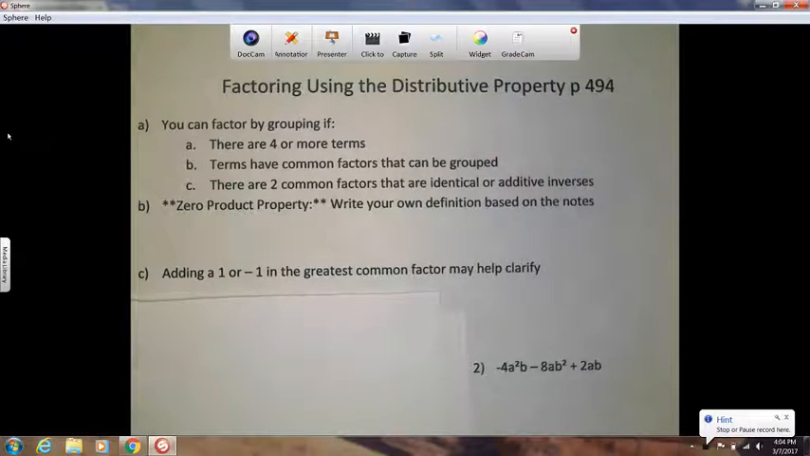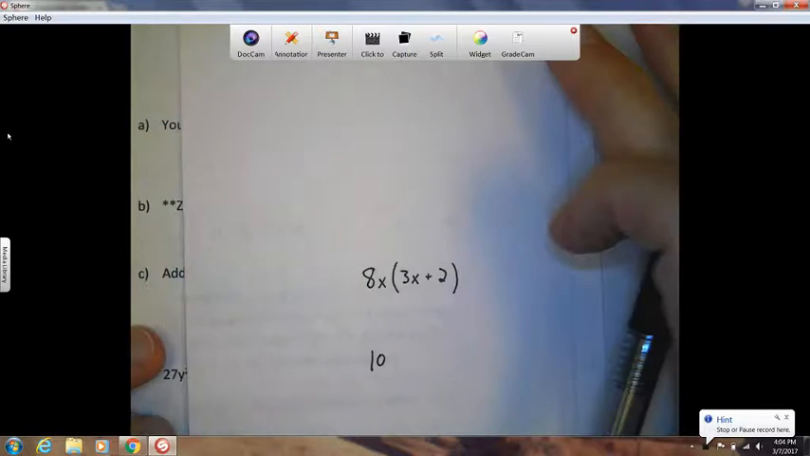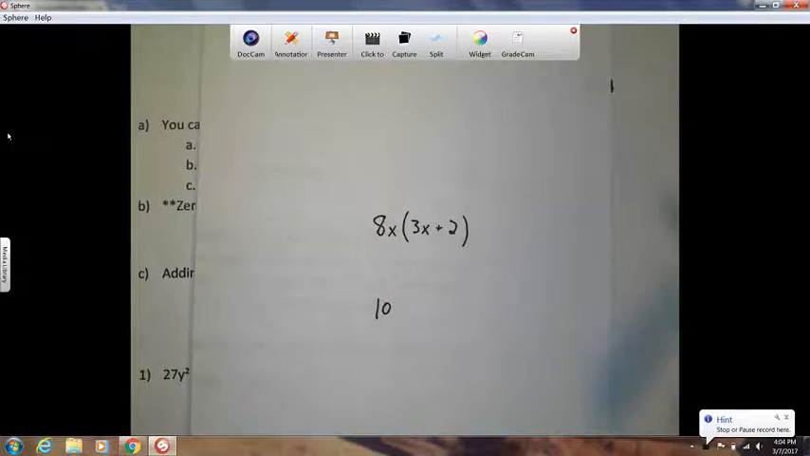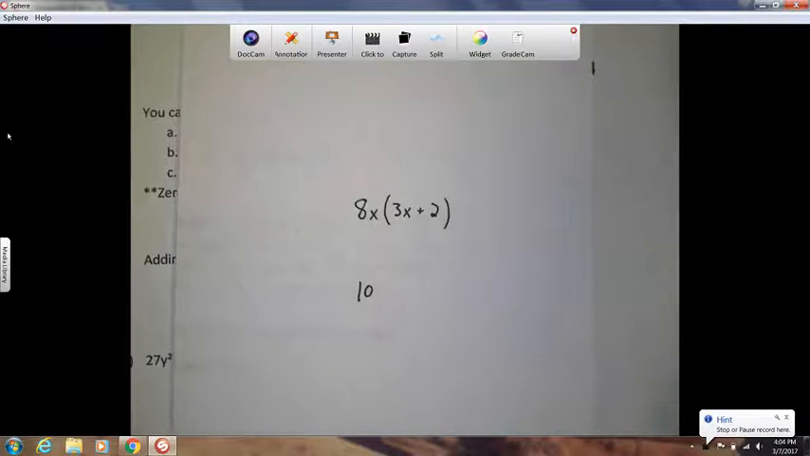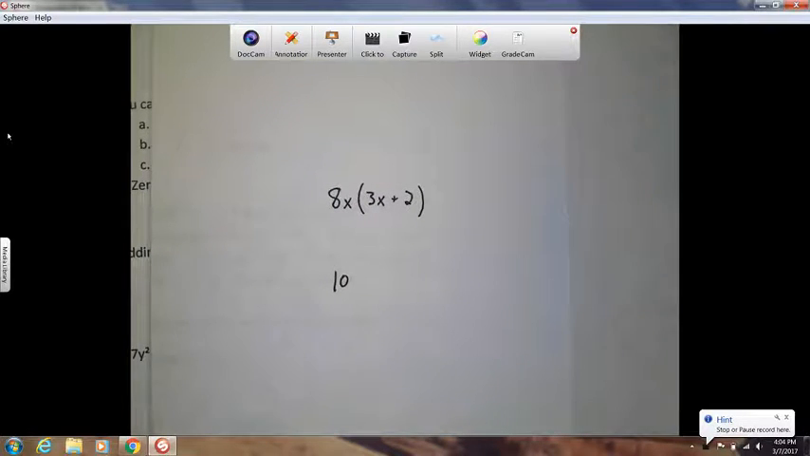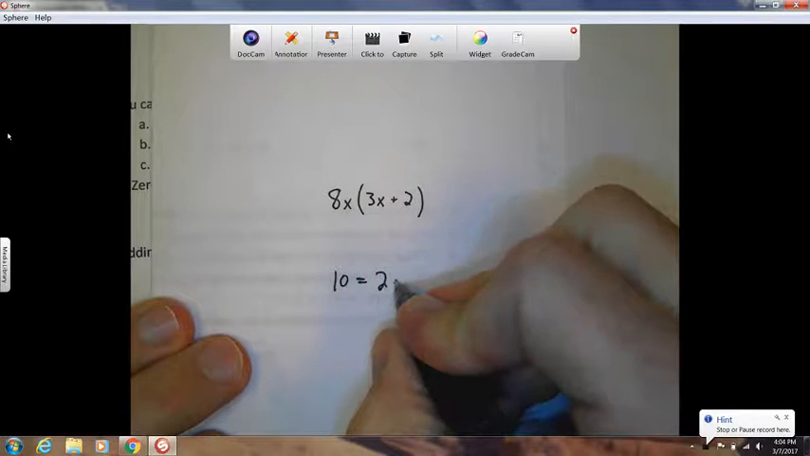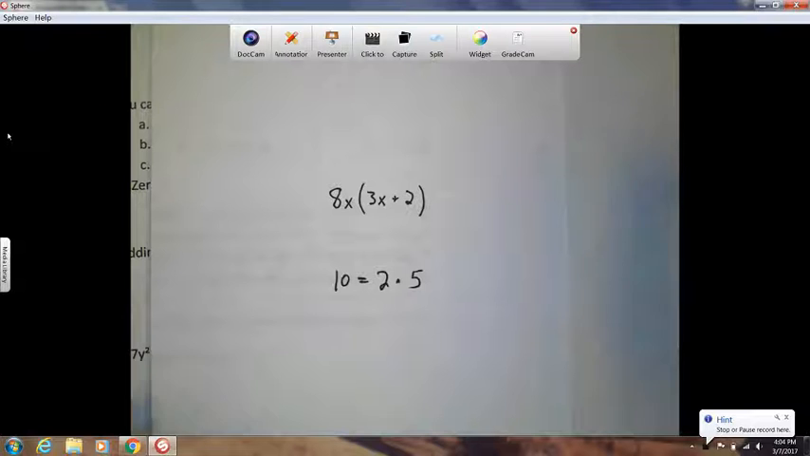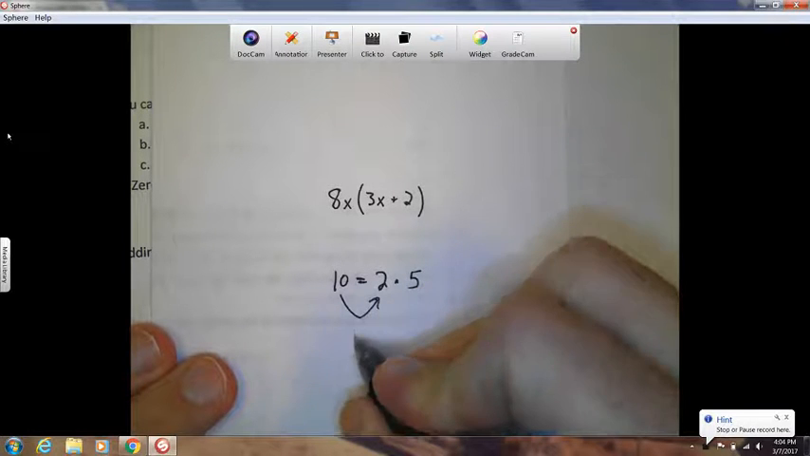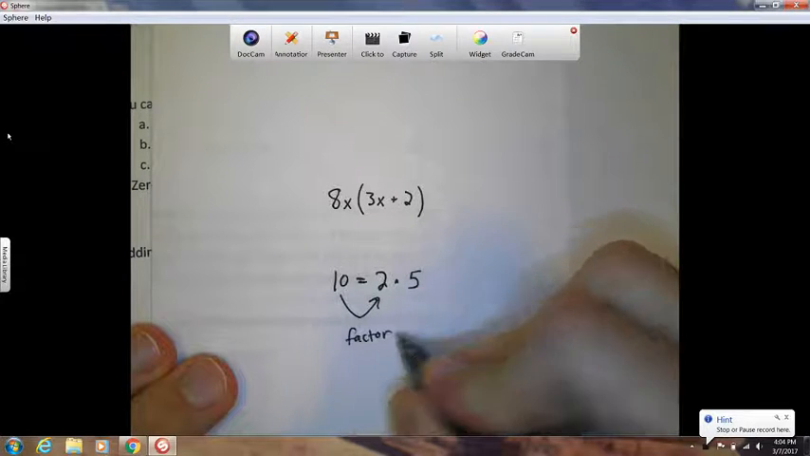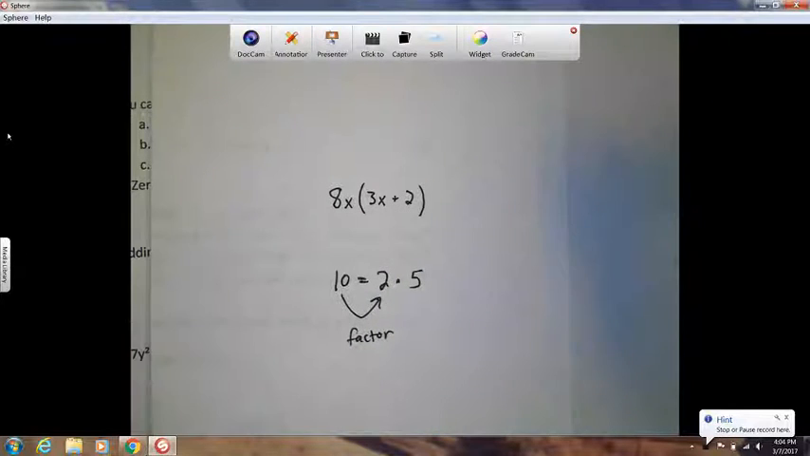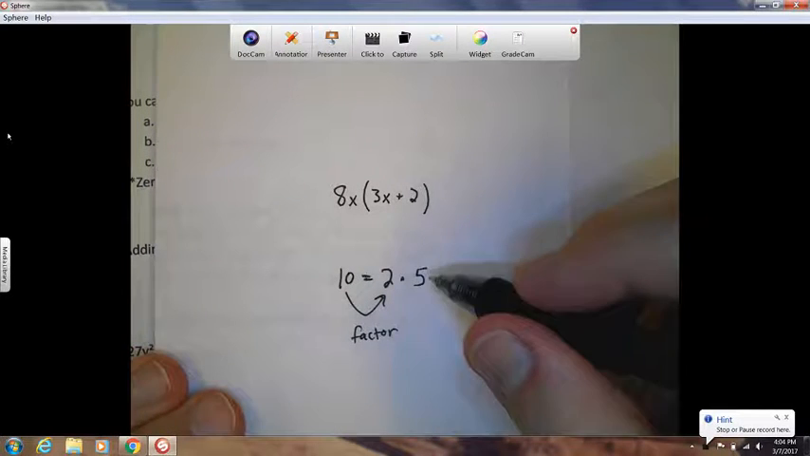So when we talk about factoring, what we have to understand is that every number is a product of factors. A product means the answer to multiplication. Factors are what we multiplied to get it. So 10 would be 2 times 5. So changing 10 into 2 times 5, which means a product of those two, is to factor. Okay? So this is factoring.